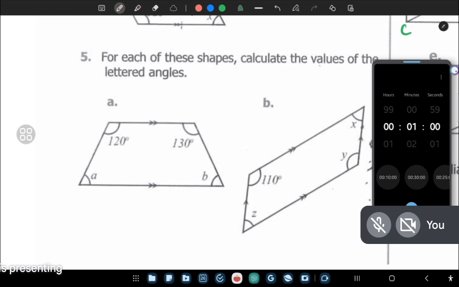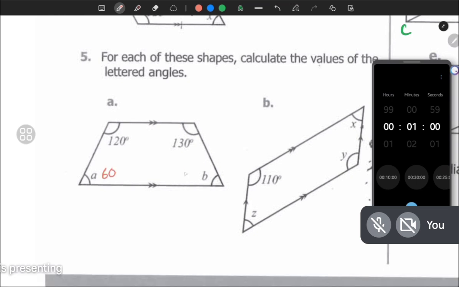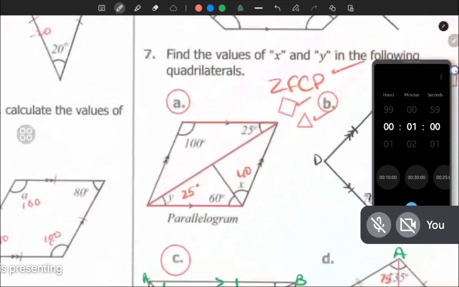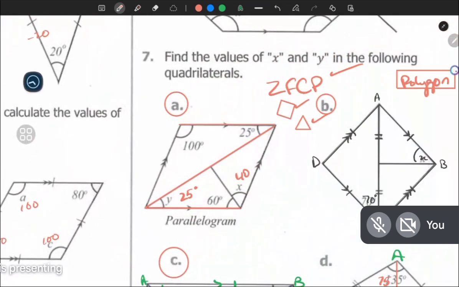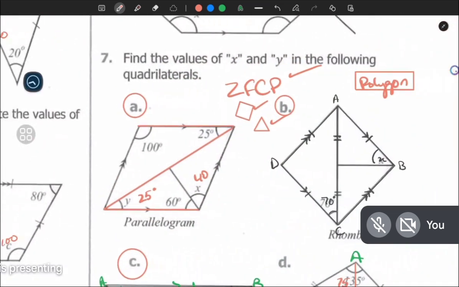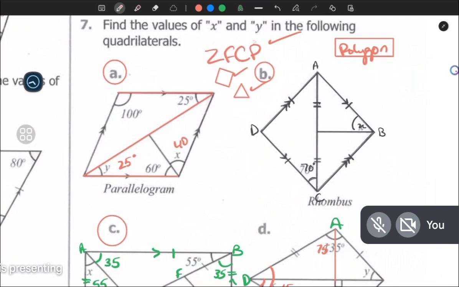Did you get it? Yeah. Tell me. A will be 60, B will be 50. X is 70, Y is 110, Z is 70. Okay. So let's look at polygons, right? Or do you want to do some more questions here? Let's see these questions. These are good questions.